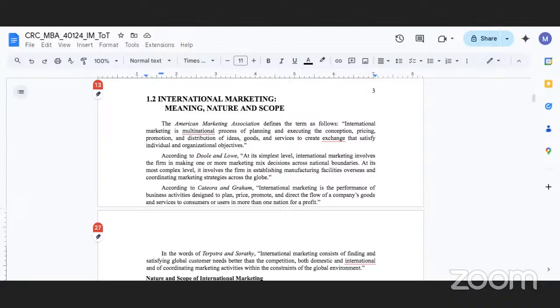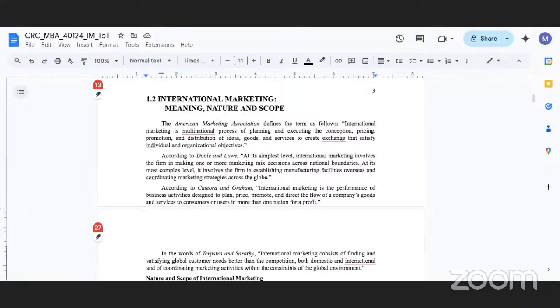A few keywords that we should consider through this definition, and which will continue to apply throughout our sessions, are, first, that it is a process of planning and executing. There are two steps to it. Just planning is not enough. You need to plan how to enter a market and you need to also execute that plan.